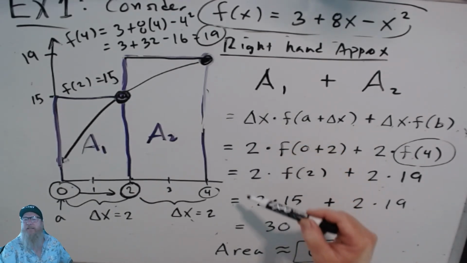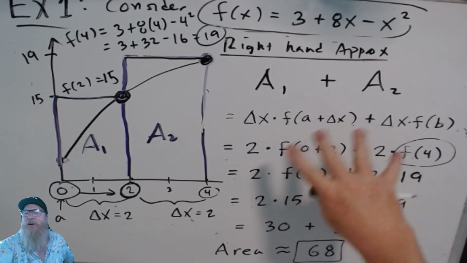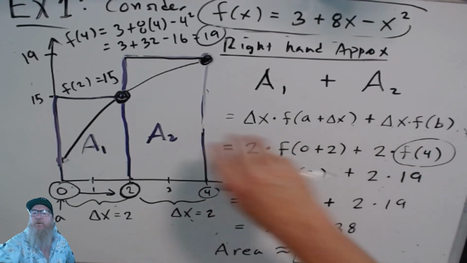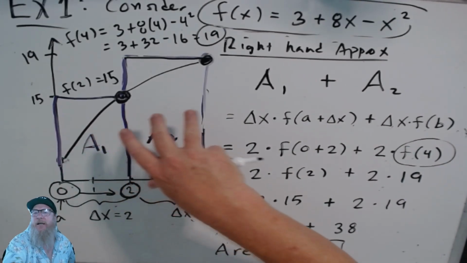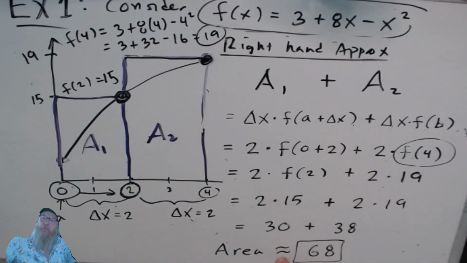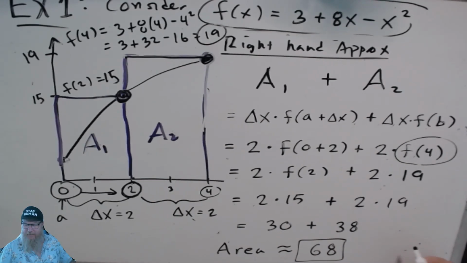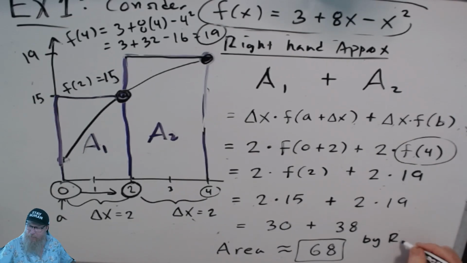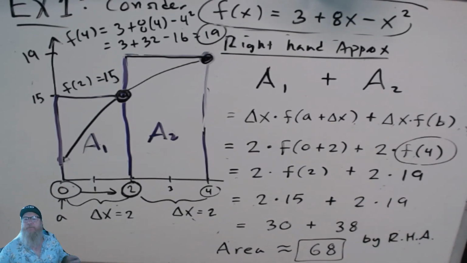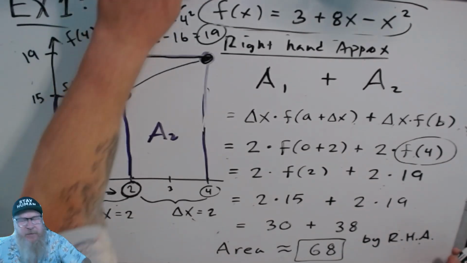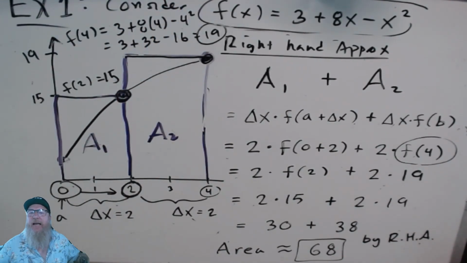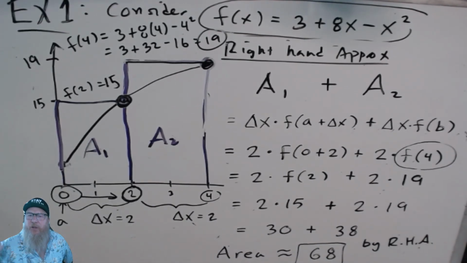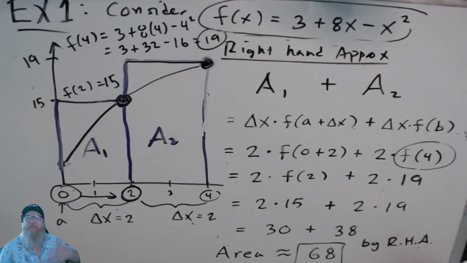I usually use equal signs while I'm calculating, because these are all equal to the rectangles, but then the rectangles are approximately the area under the curve. So I switched to an approximately symbol at the end. And so this is by a right-hand approximation. So there you go. That is the simplest example of a Riemann sum with 2 rectangles, calculating left-hand versus right-hand approximations.